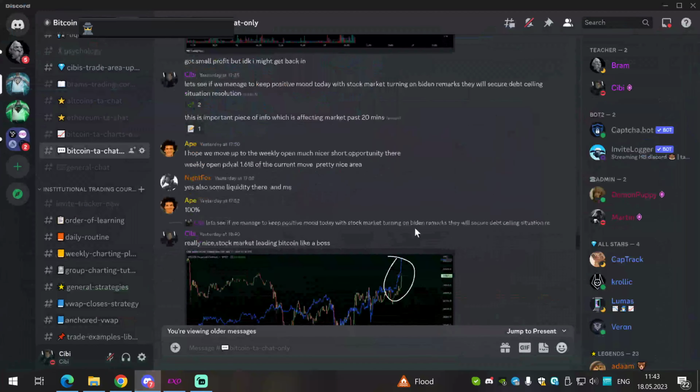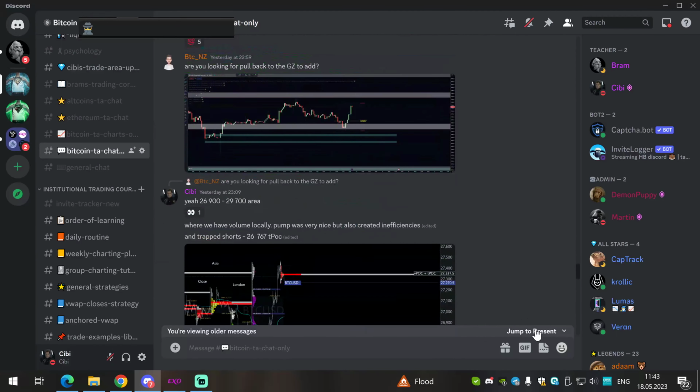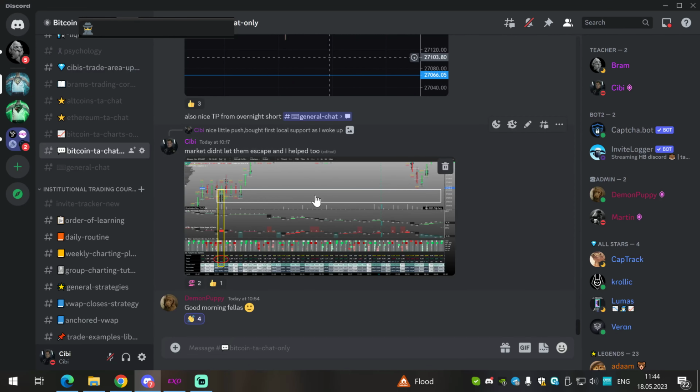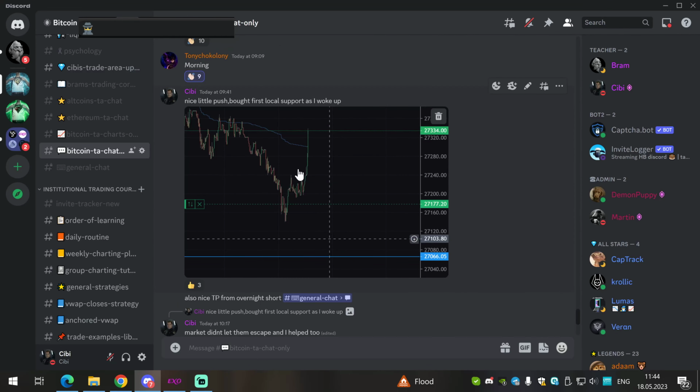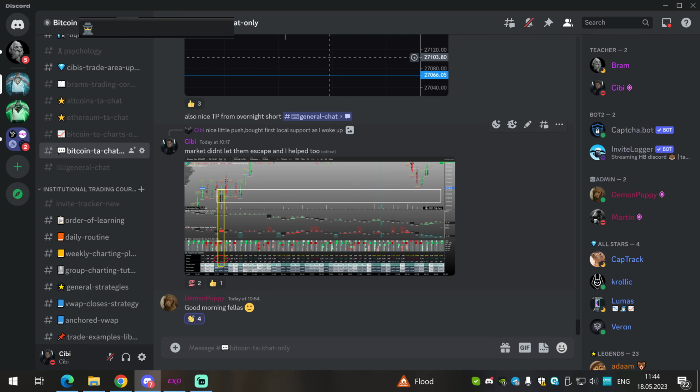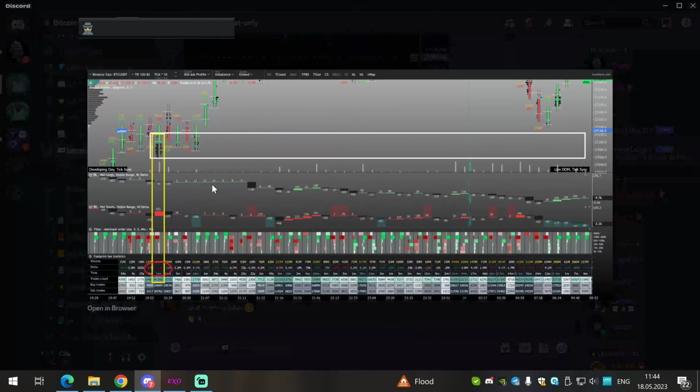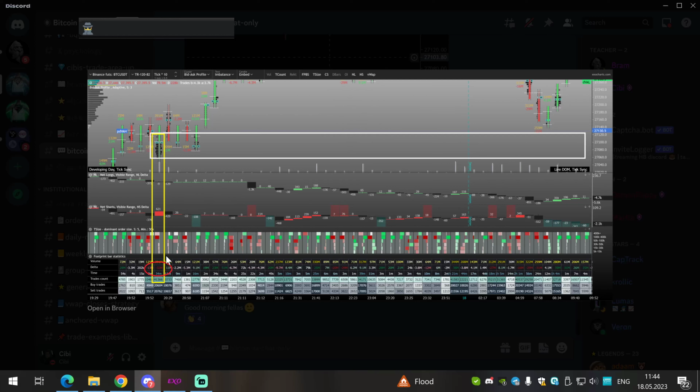You can see this was the first post here. Let me show you. Nice entry for me here, and I said market didn't let them escape, and I helped too. So these people here, pretty heavy delta, over 600 Bitcoin shorts here, trapped. Market didn't even kiss their region. They didn't let them escape, or they started escaping before the market came to them.